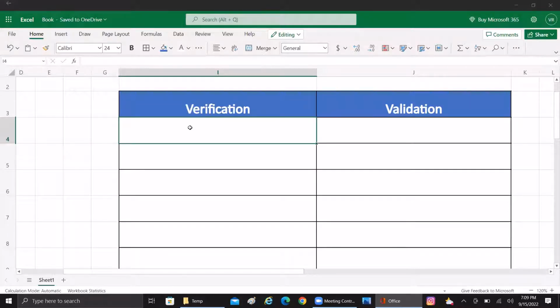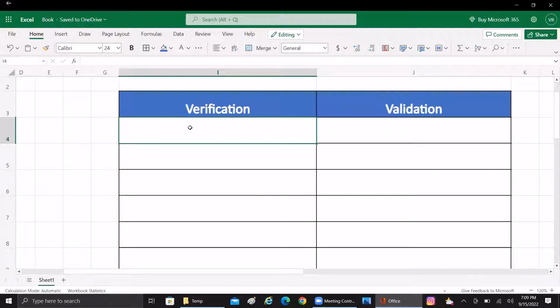So today our topic is going to be on differences between verification and validation. This is a very common question which is asked in manual testing interviews. So we'll see what it is today.